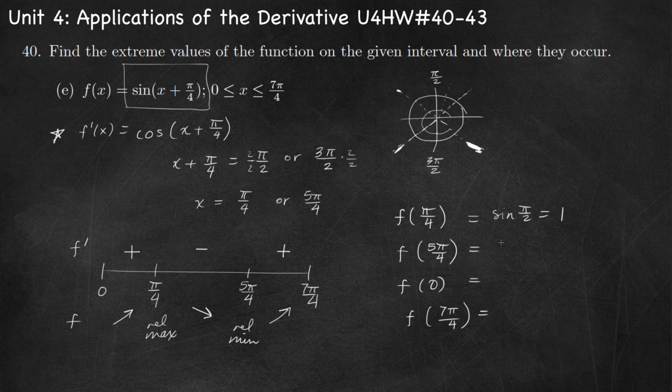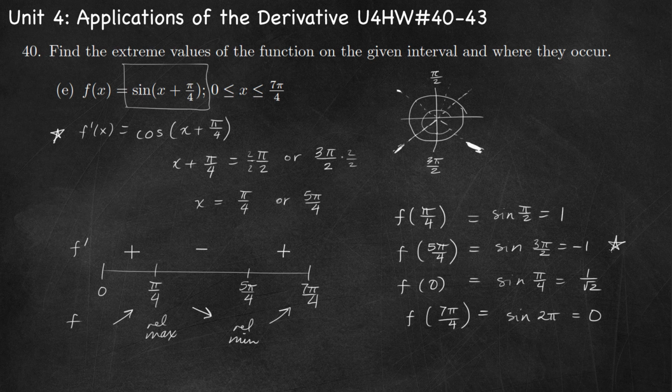When x is 5 pi over 4, I want the sine of 5 pi over 4 plus pi over 4. That's 6 pi over 4, which reduces to 3 pi over 2, and that is equal to negative 1. At 0, we want the sine of pi over 4, which is 1 over root 2. And at 7 pi over 4, we want the sine of 7 pi over 4 plus pi over 4, which is 8 pi over 4, which is 2 pi, and the sine of 2 pi is 0.